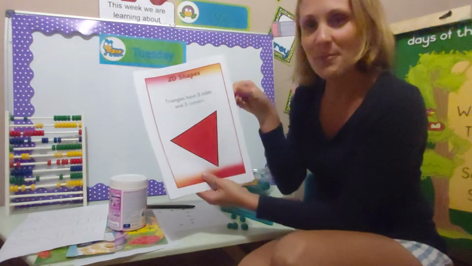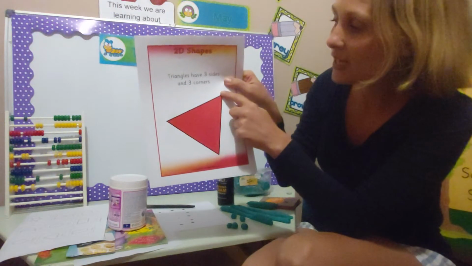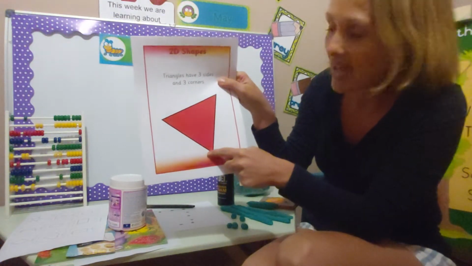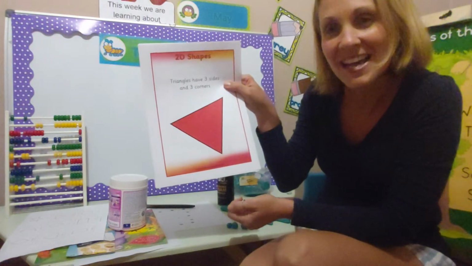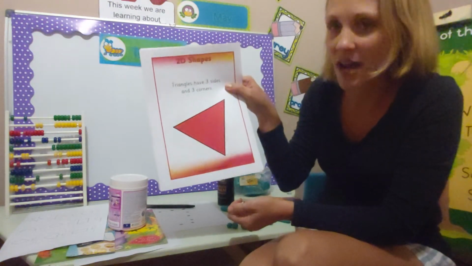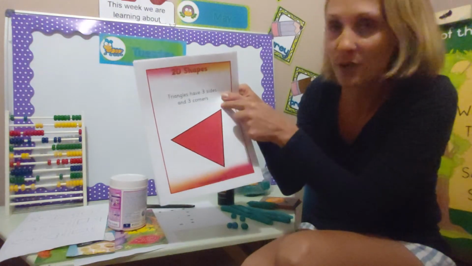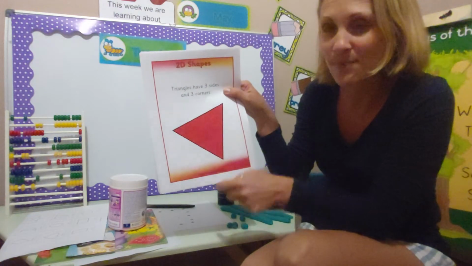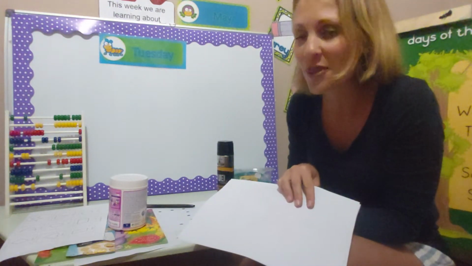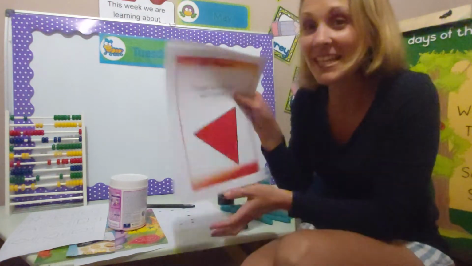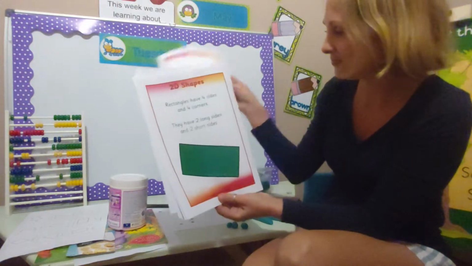Right, what shape is this? Let's have a look. It has 3 corners and 3 sides. What shape is it? A triangle. A triangle has 3 sharp corners and 3 sides. So if I had to say to you, what shape has got 3 corners and 3 sides? You know it is a triangle. Right, let's go to the next one.